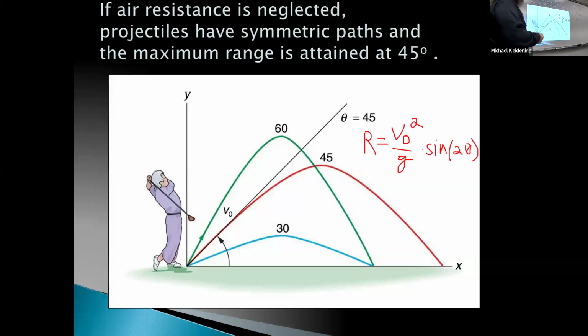The actual formula for range, which you do not need to know, is initial speed squared over g times the sine of twice the angle. And it turns out for the sine of twice the angle, if you have two angles between 0 and 90 degrees that add up to 90 degrees, they'll have the same sine of twice their angle. I will not go into why that's the case, but you could prove it with some trigonometry.